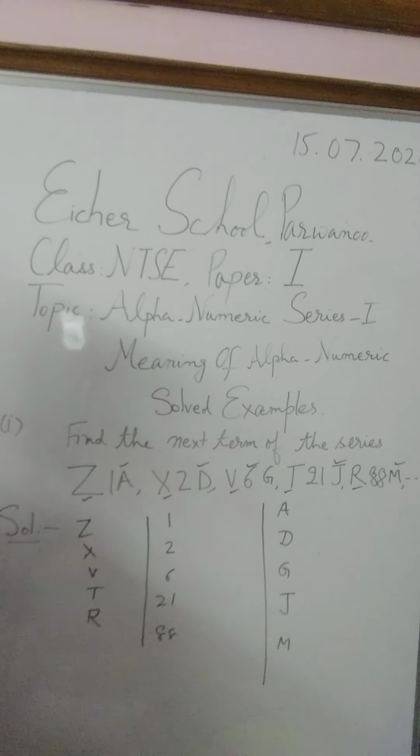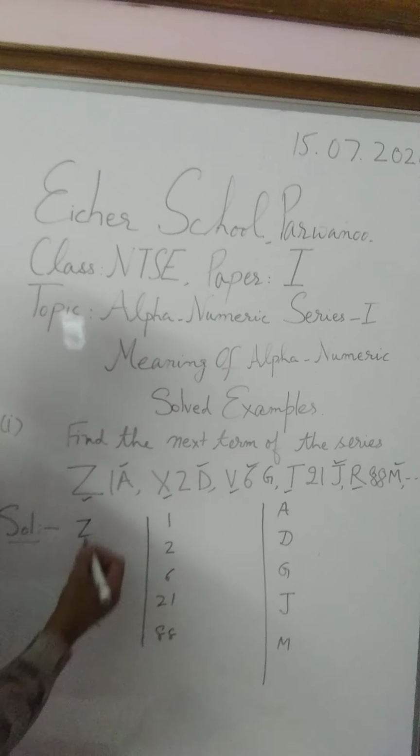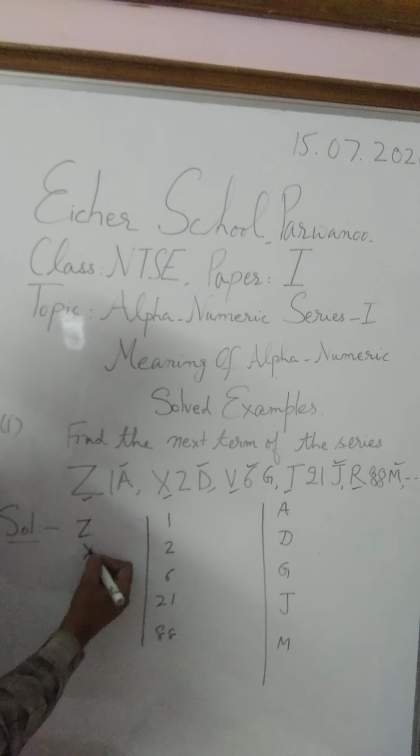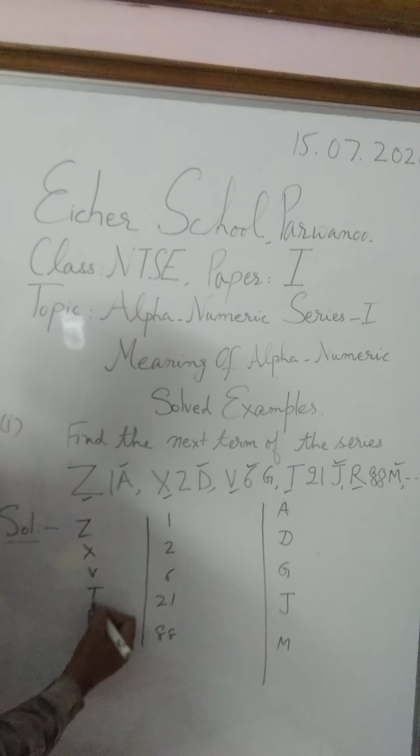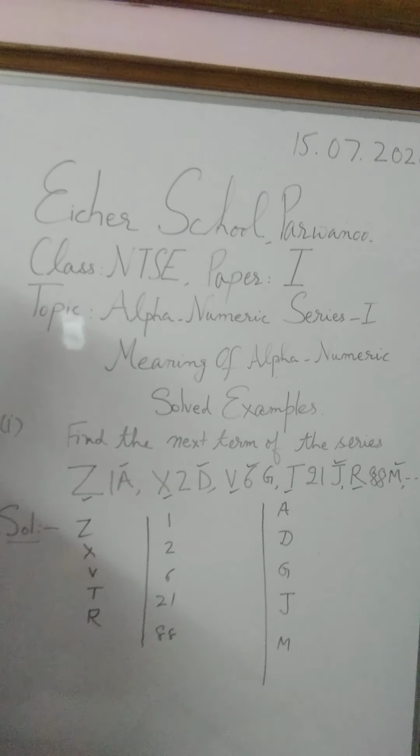Now if we see carefully, it is in descending order. From Z we come to X, from X we come to V, then V to T, then T to R. In this way there are gaps between them, and these gaps are of 1 alphabet. For example, between Z and X there is a difference of 1 alphabet, that is Y only, which is missing here.